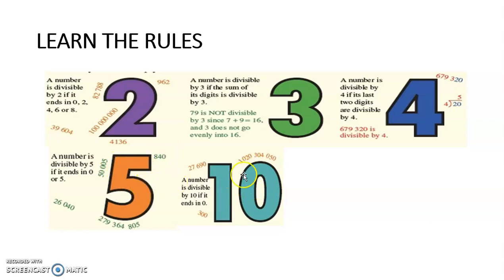Now let us see the rule of 10. A number is divisible by 10 if it ends in 0. Every child knows that wherever there is 0 at the end, the number will be completely divisible by 10. 27,690 has 0 at the end, so it will be divisible. 300 has 0 at the end, so it will also be divisible by 10.